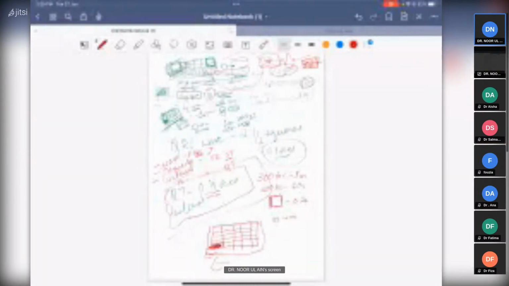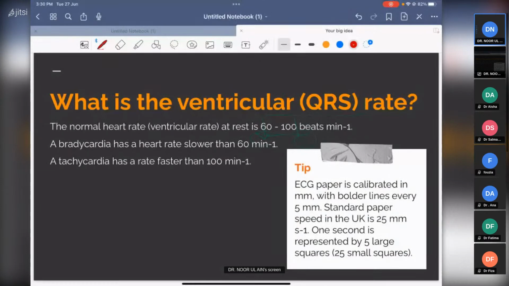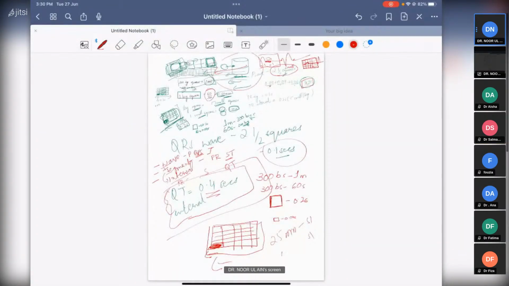25 millimeters moves in 1 second, and 1 second is 5 large boxes or 25 small boxes. 1 सेकेंड में 25 मिलीमीटर ECG स्ट्रिप जो है वो मूव करती है, ठीक है, और 1 सेकेंड जो है 5 लार्ज बॉक्सेस हैं और 25 स्मॉल बॉक्सेस हैं, ठीक है.